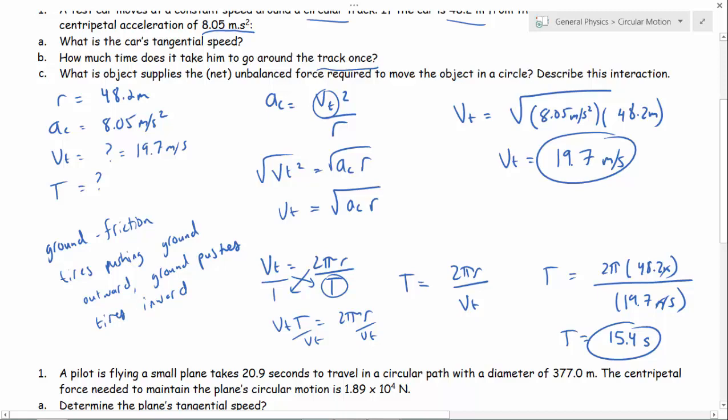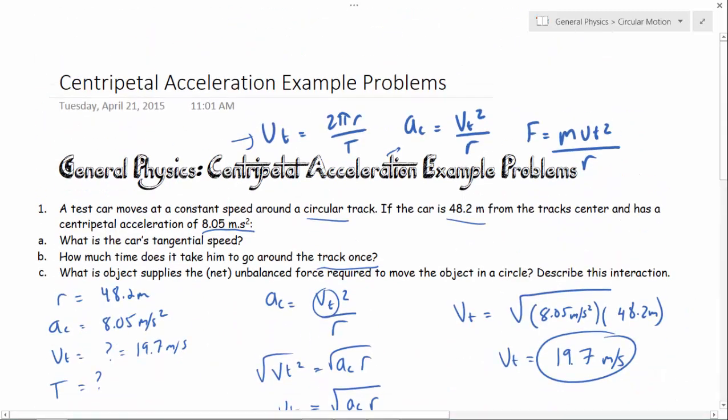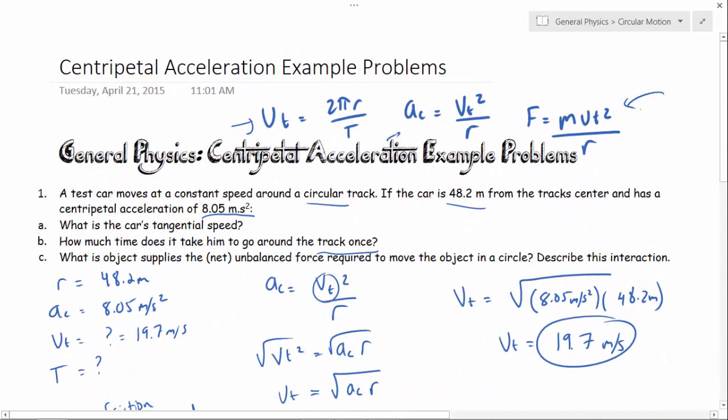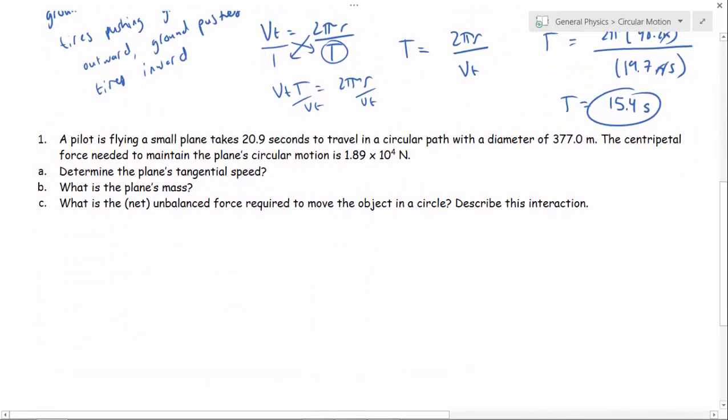And that would be our centripetal force. And if I wanted to calculate it right now, I could go to this equation, now that I know all those other three things, plug them in, and we could find the centripetal force, Fc, as well. All right, we're going to go ahead and do one more example.